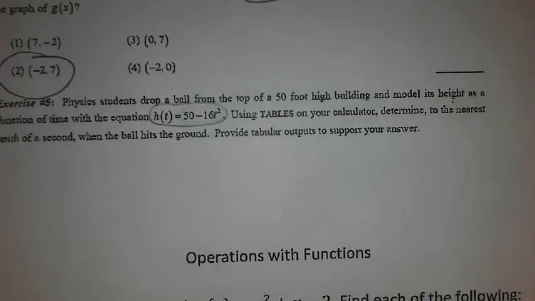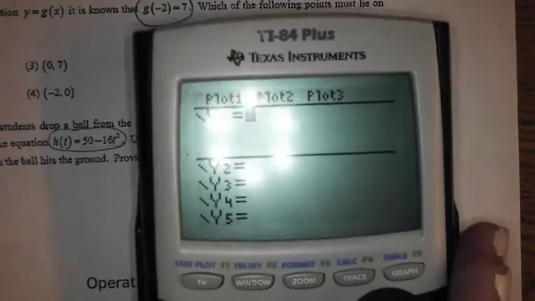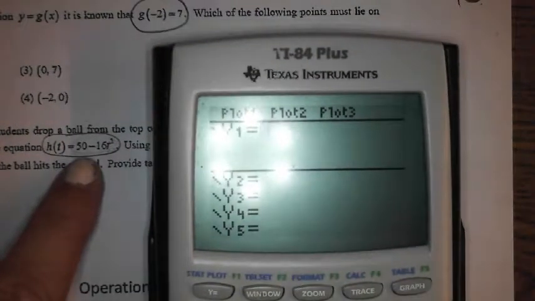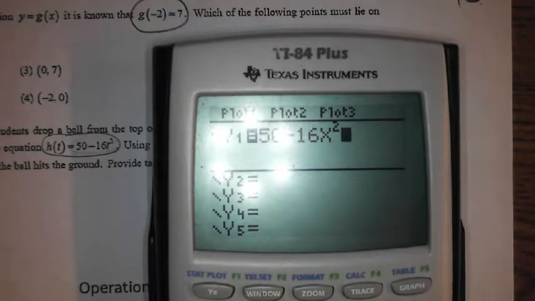Okay, so using our calculator, let's type in 50 minus 16x squared. If you do not have a calculator, do not wait for me to catch you and then have to tell you to go to the back of the room to grab one. Go grab one on your own.